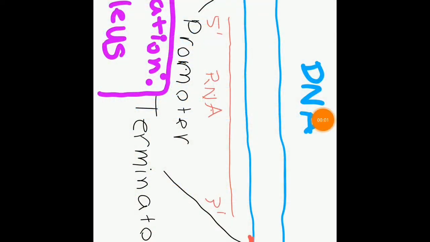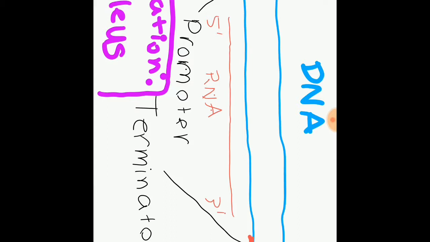The three processes of transcription are initiation, elongation, and termination. During initiation, RNA polymerase binds at the promoter and unzips the gene. During elongation, it reads the template from 3' to 5' and builds an RNA complementary strand from 5' to 3'. During termination, the last process, it reaches a terminator and stops.